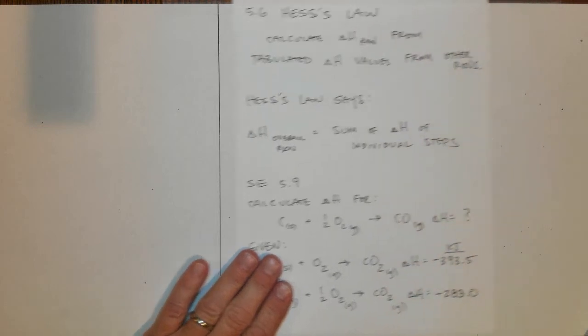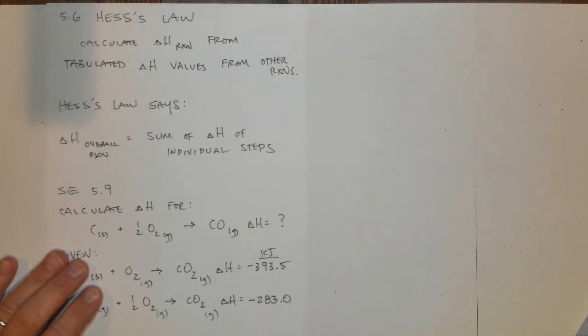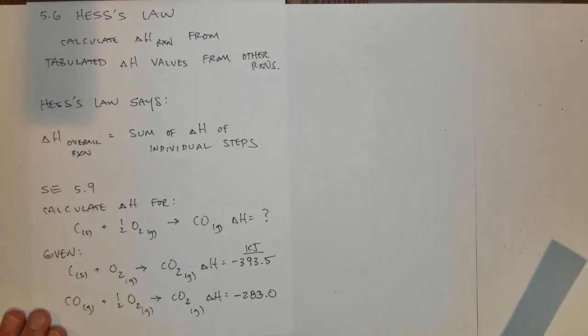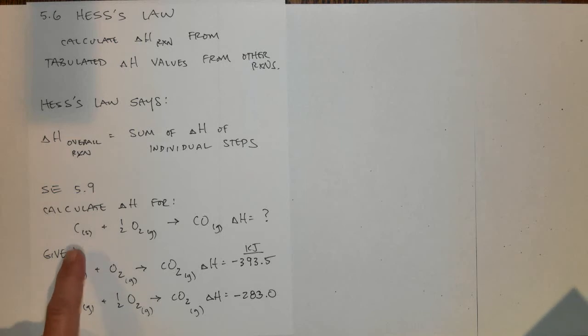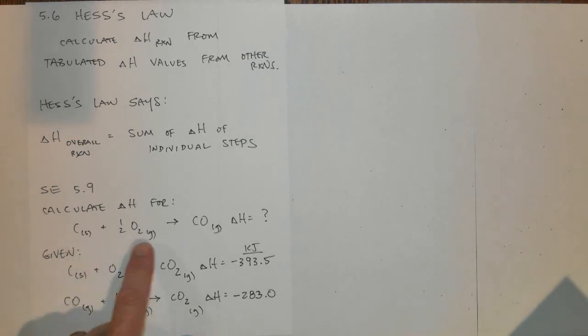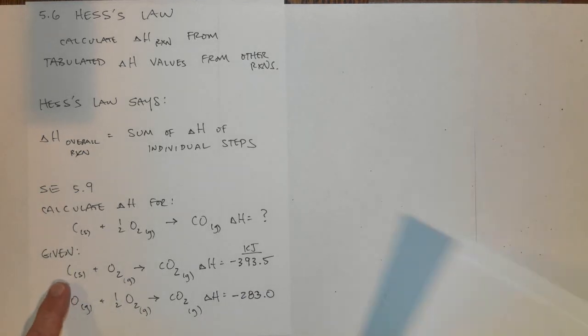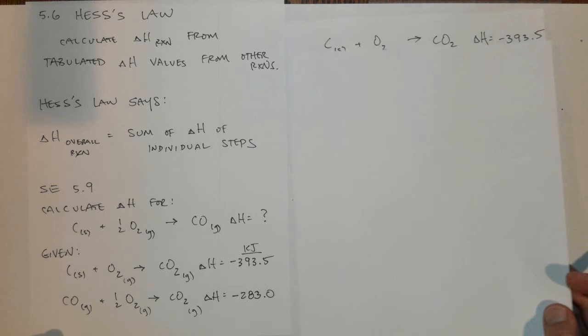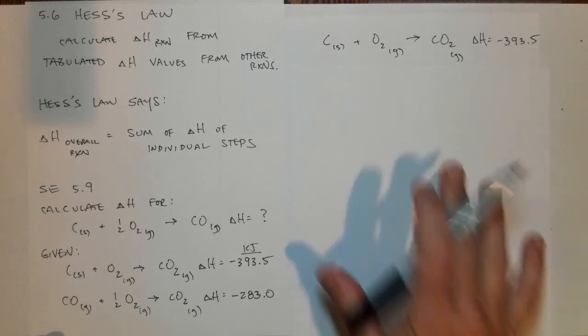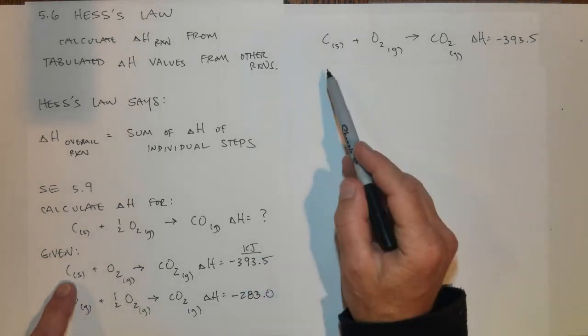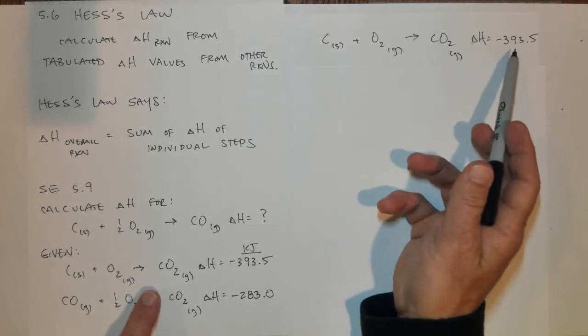So we'll slide this over. And then we need to make some decisions. We ultimately want to have carbon solid on the left side of the reaction. Looking at these two given reactions, we'll notice that carbon solid is on the left side right here. So let's keep it there. And let's put that reaction down as carbon solid plus oxygen gas goes to CO2, and write the enthalpy.